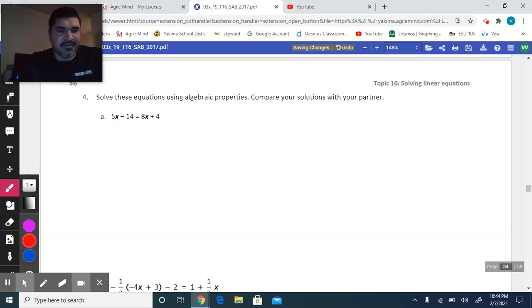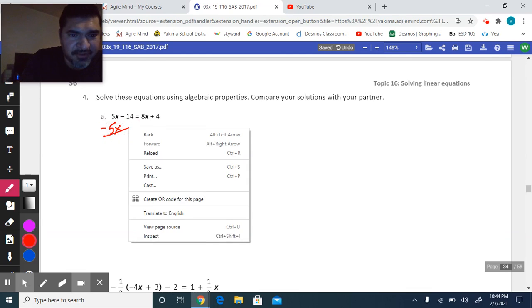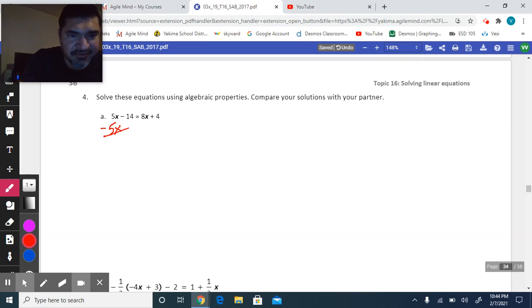Actually, I'm going to use a different color here. Actually, no, I think I like the red. So minus 5x. What I do to one side, I need to do to the other. Now, I'm not going to write the minus 5x underneath the 4. I'm going to match it up with the 8x. So minus 5x.